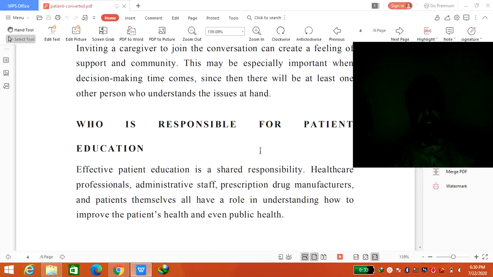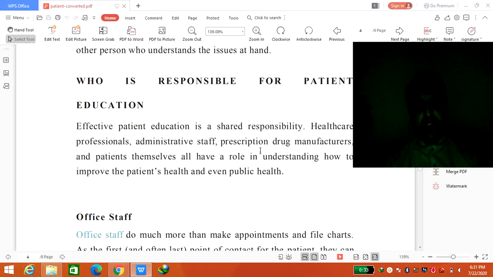One thing that's too much important, and we will discuss in detail, is that we should properly educate the patient in different ways. But keep in mind who is responsible for educating the patient. So of course, these are too much important: healthcare professionals, administrative staff members, prescription drug manufacturers, doctors, and patients themselves. Yes, of course, these are too much important to educate the patient.